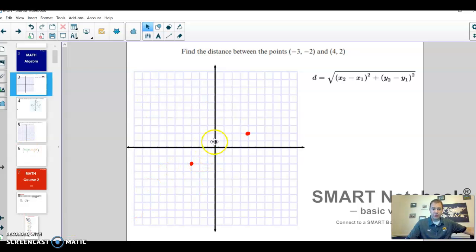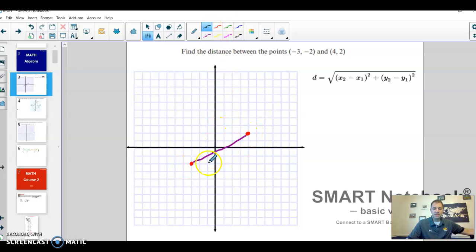On this grid, I've got these two points. They're drawn at the (-3, -2) coordinate that you see up above, and then (4, 2). If I'm going to draw a line between them, and I wouldn't necessarily have to draw a line, the question is asking how far is this distance here? There's really two ways to solve this. The first way is based on something that you've already known, which is the Pythagorean theorem.